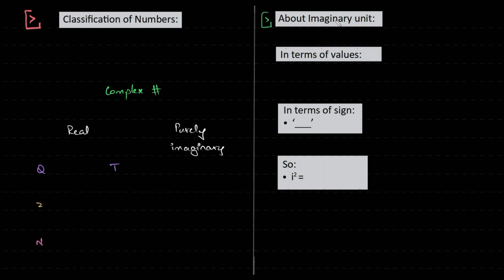So that's your next topic, imaginary unit. In terms of value, it is nothing but root of -1. Imaginary unit is nothing but the smallest unit, root of -1. It is denoted with i. That's your representation of our imaginary unit. And so when we square it, what will we get? Yes, we will get -1.